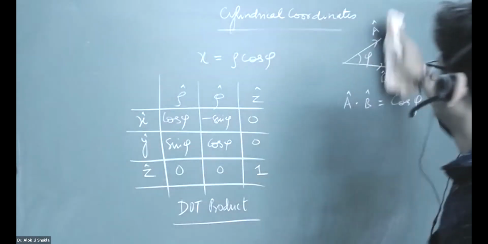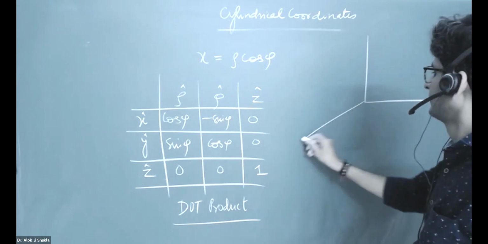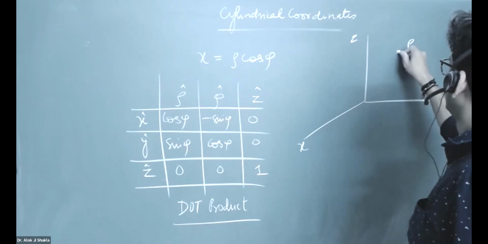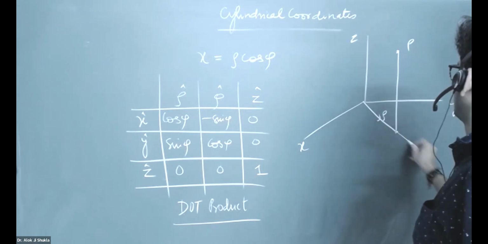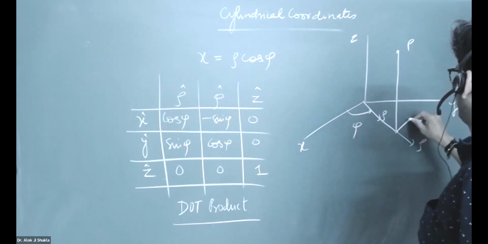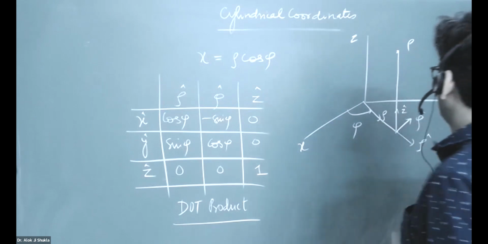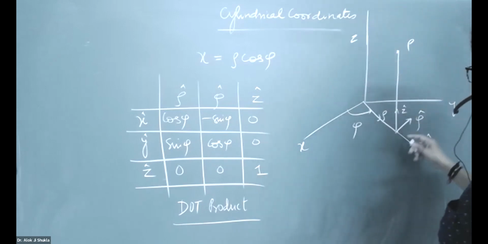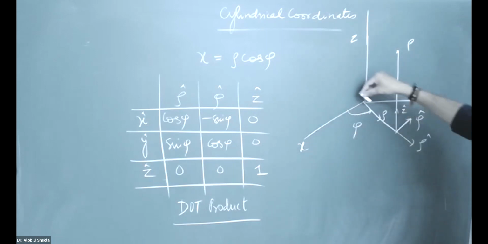Can you check this in the diagram? Like this. This was x, this was y, this was z, this was point P, and this was rho, rho cap, this was phi, so perpendicular to this was phi cap, and this was z cap. If you just take these components, please see this. This is x cap, this is rho cap.